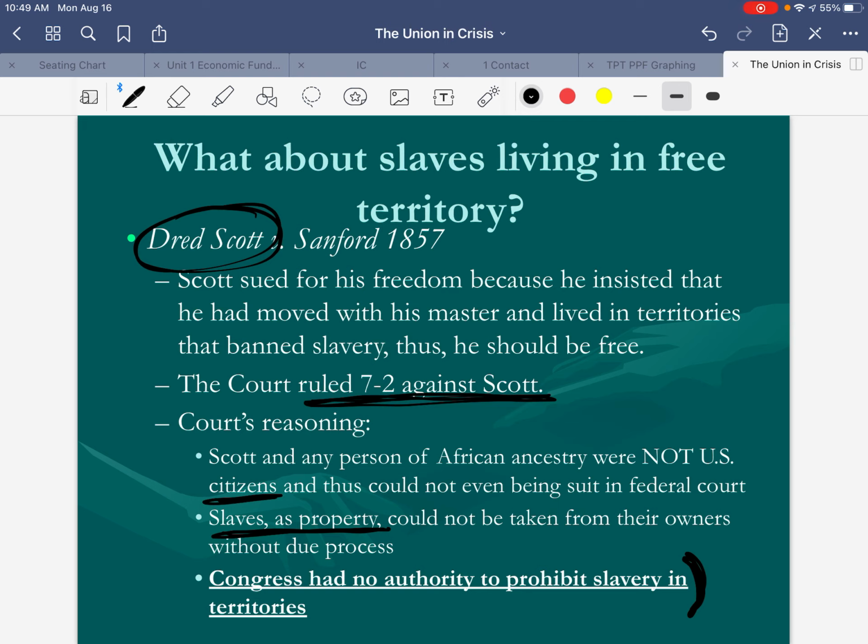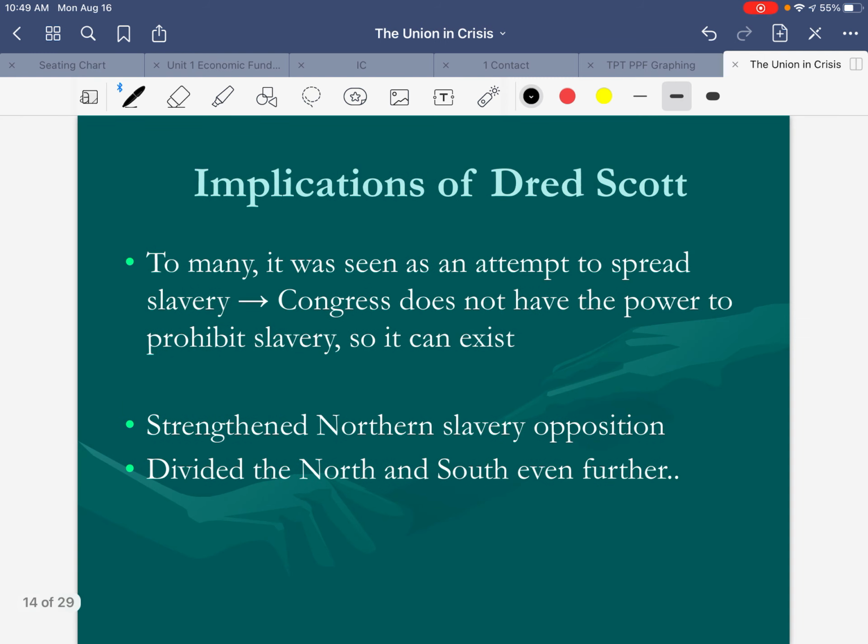All the anti-slavery people were so upset about this because it basically said that slaves can be taken anywhere and there's no free versus slave. They're just property and they can be taken anywhere. And that created a huge, huge divide between pro-slavery and anti-slavery people even further, a huge divide between the North and the South. And we're getting closer and closer to 1860, which is when the Civil War starts.